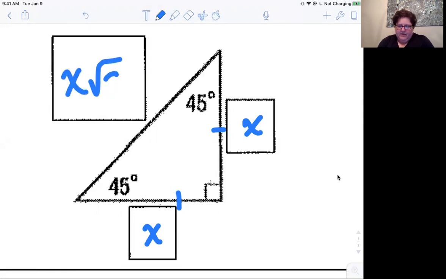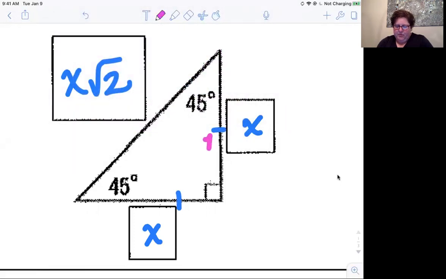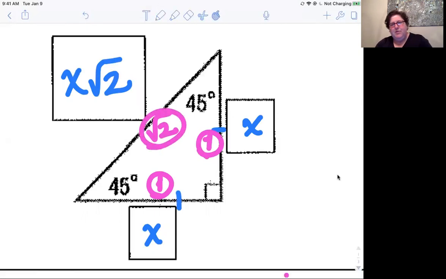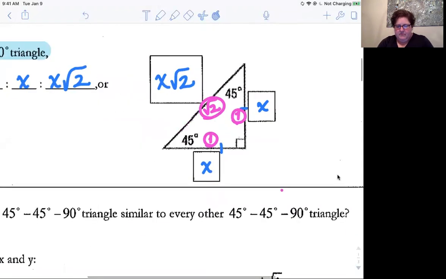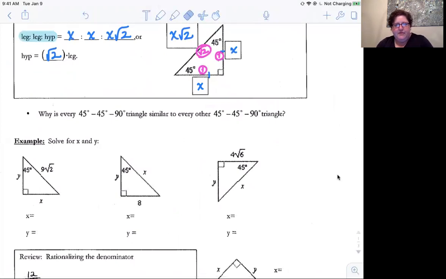Now, if you want to think of it in simplest form, it would be 1, 1, square root of 2. So square root of 2 is about 1.4, and that's obviously bigger than 1, so the hypotenuse is longer than 1. Okay, so thinking about all 45, 45, 90 triangles, why are they all going to be similar to this 1, 1, root 2 triangle?